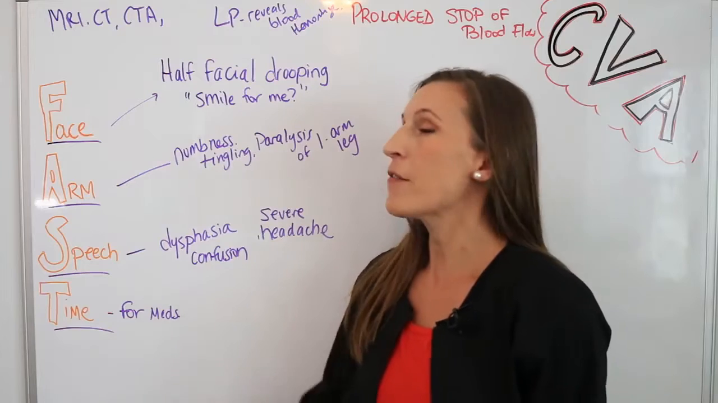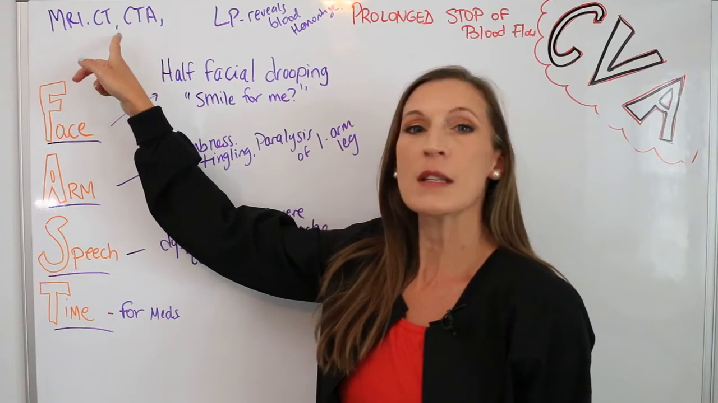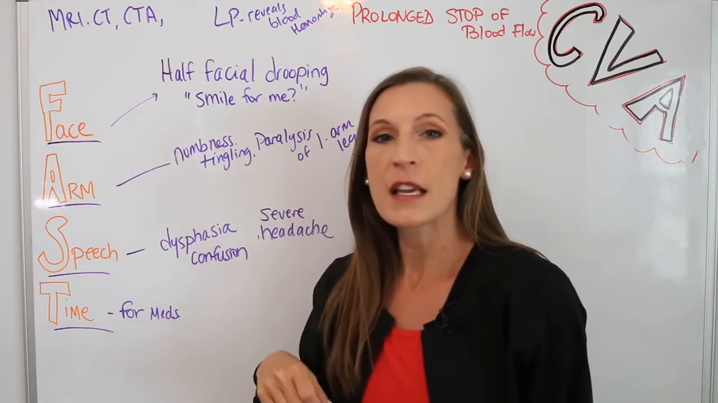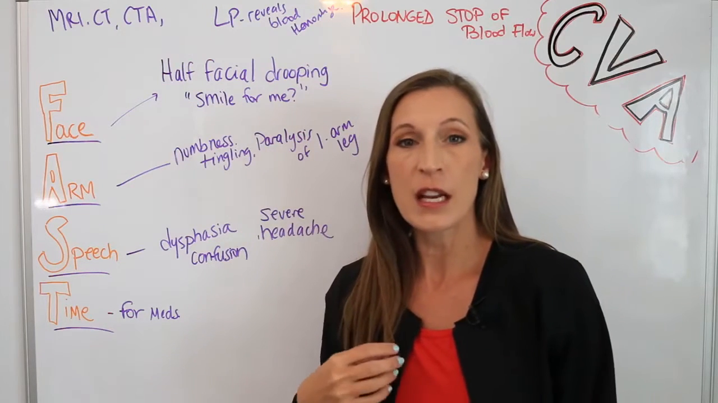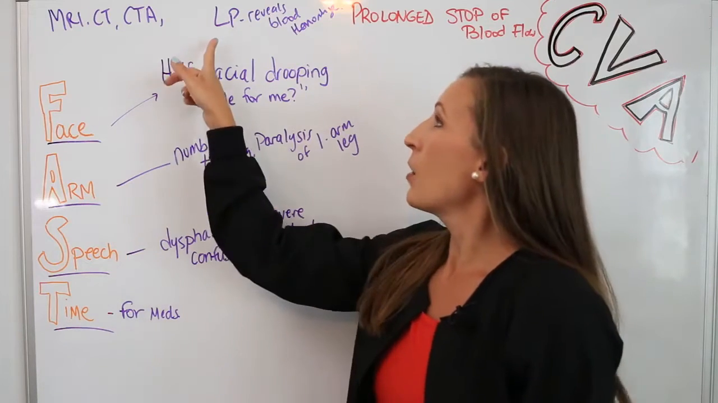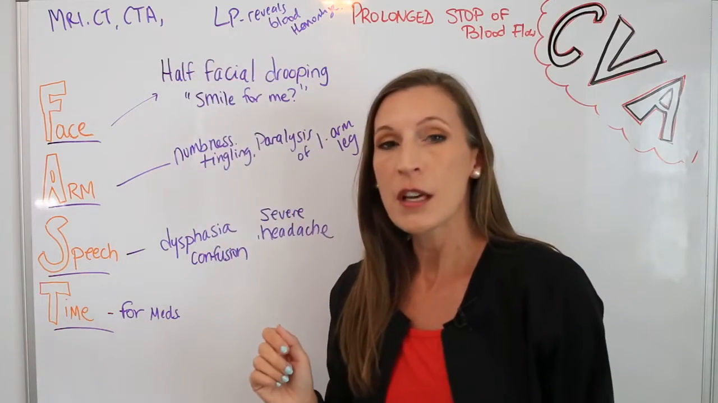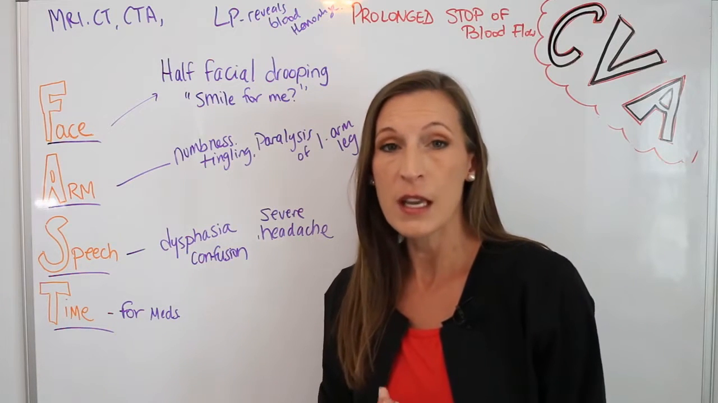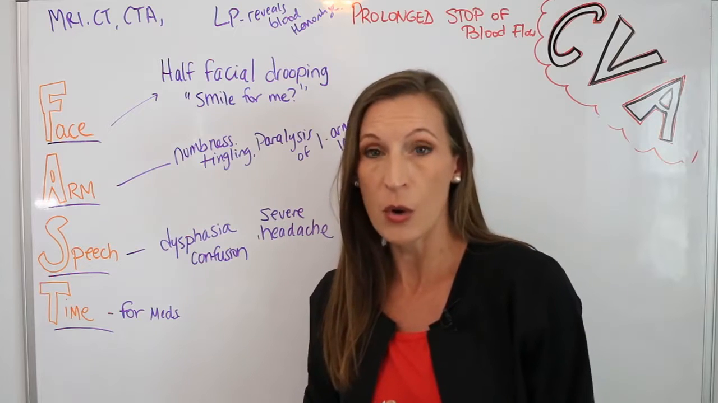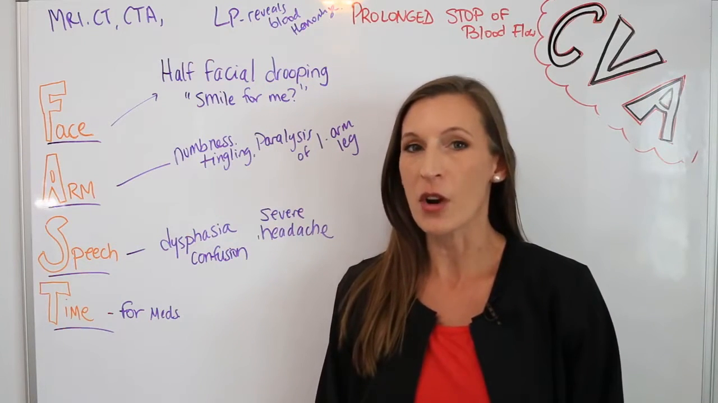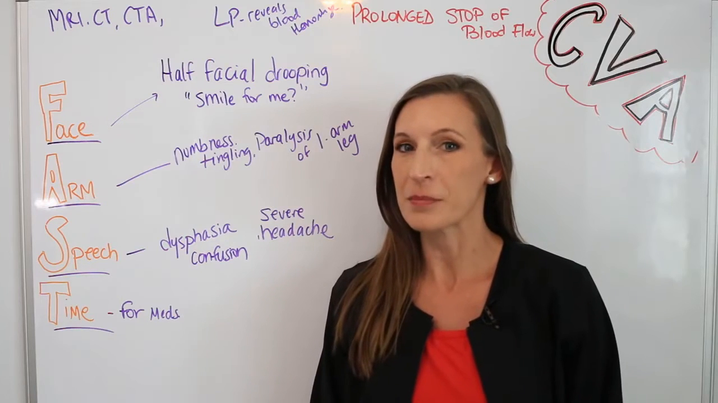The patient will have an MRI, CT scan, or CTA, or some combination of all. CTA is the angiography, where they inject dye to look at the vessels of the cerebral area. They also may have a lumbar puncture. The lumbar puncture will reveal blood in the CSF fluid if it is a hemorrhagic stroke. Let's go over diagnostic tests and the signs and symptoms of a stroke using the FAST acronym.